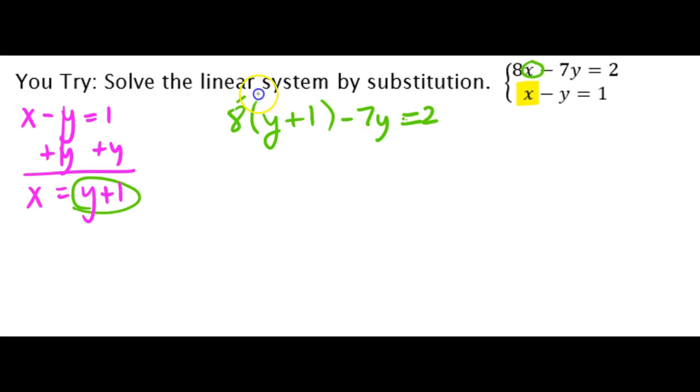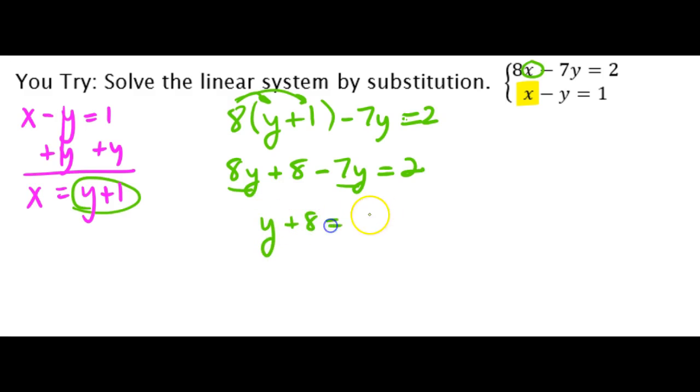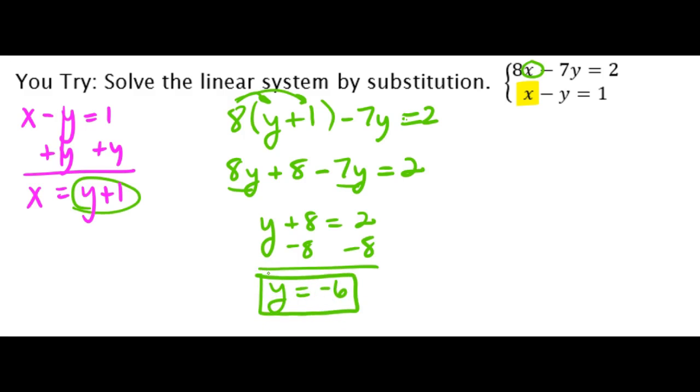So I'm going to distribute this 8. So I would have 8y plus 8 minus 7y equals 2. I can combine these two, they're like terms. 8y minus 7y is 1y, but I'm just going to write y. And I'm copying the rest down. And then I'm going to subtract 8 from both sides so that I can get y by itself. So I have y equals negative 6. That's half of my answer.